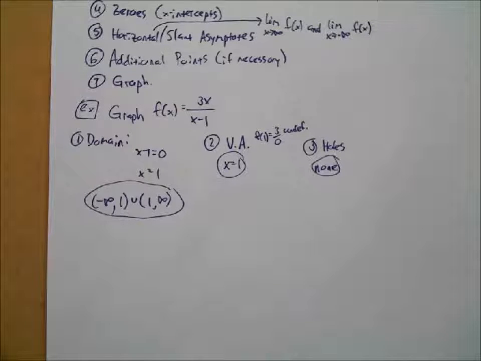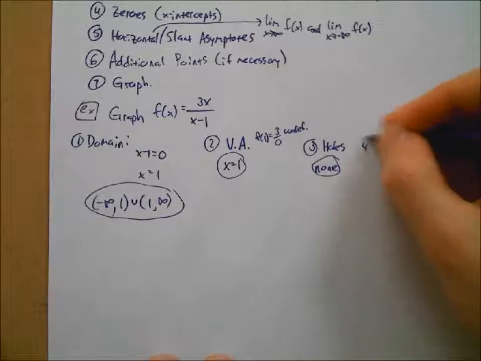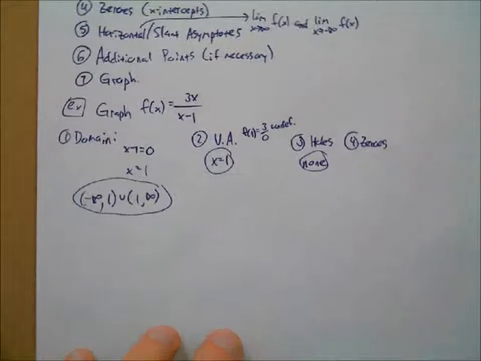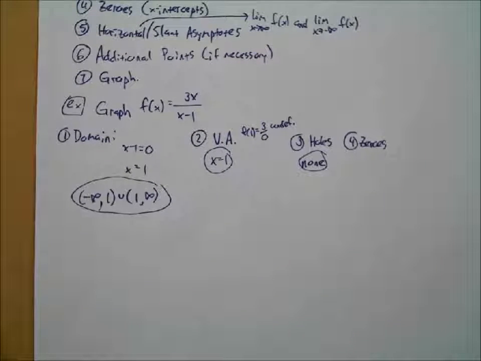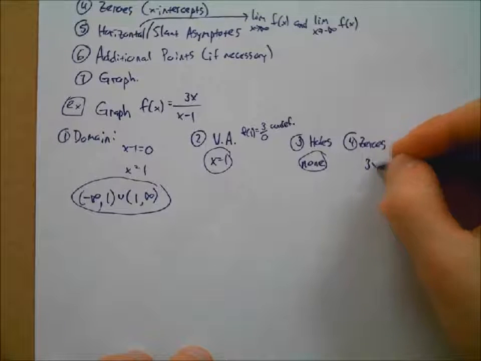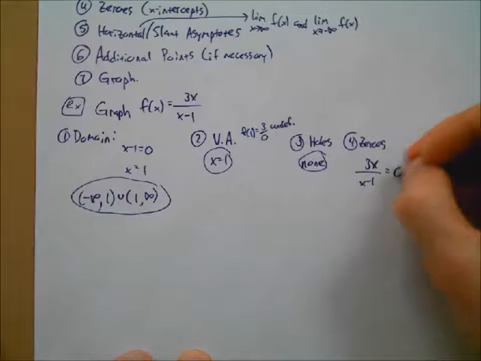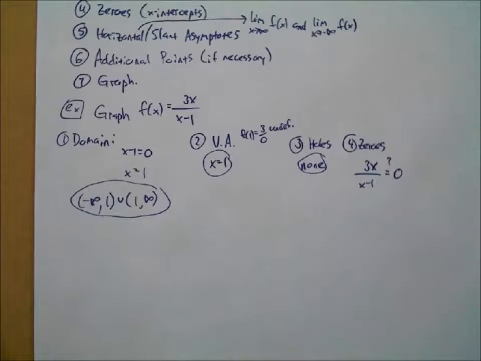Right. Do we have any zeros? Will this function ever equal 0? Maybe I'll pose it this way, right? 3x over x minus 1, will that ever equal 0? Yes? Okay. How or when? When x is 0, okay?